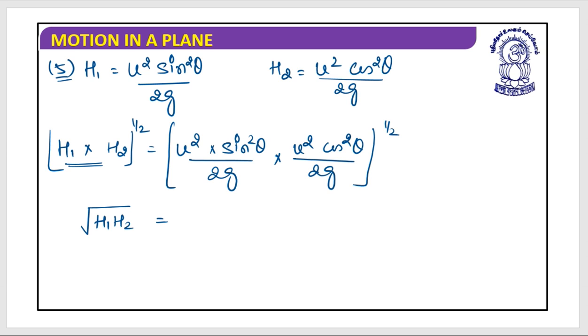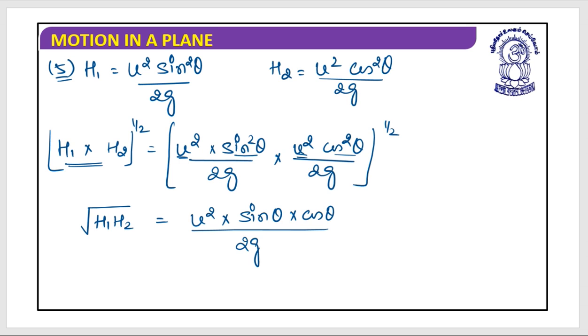So this u square and u square would be u square only, multiplied by sine square theta into cos square theta, which is sine theta into cos theta, and this 2 into g into 2 into g is 2g only. So this is u square into sine theta into cos theta divided by 2g. Are you done with this?